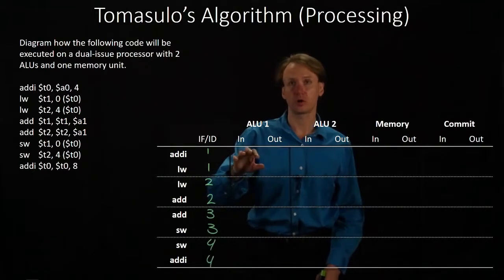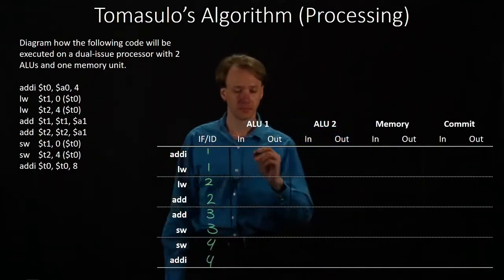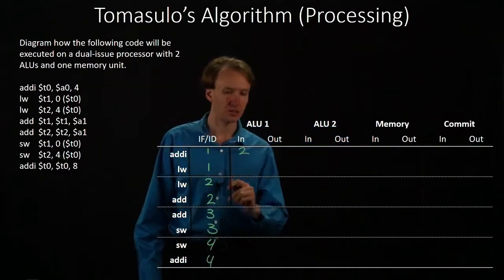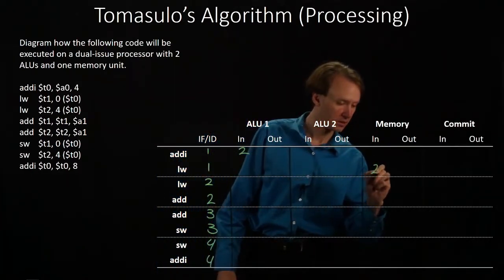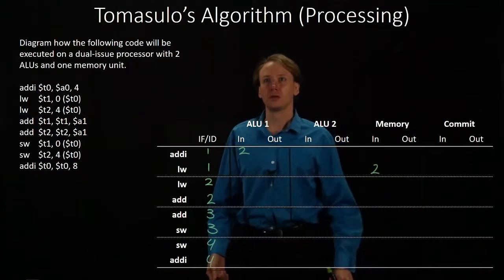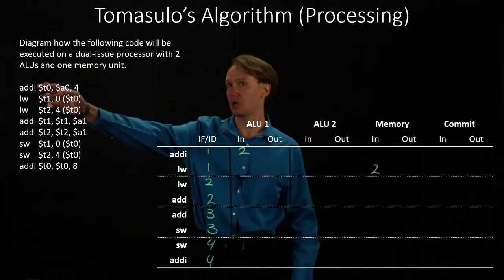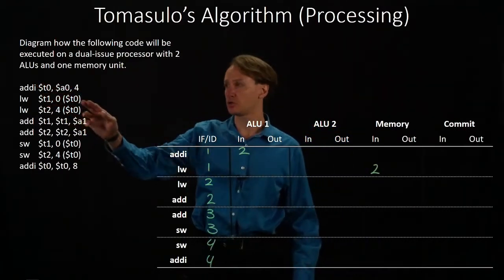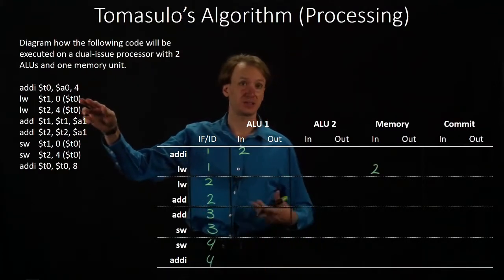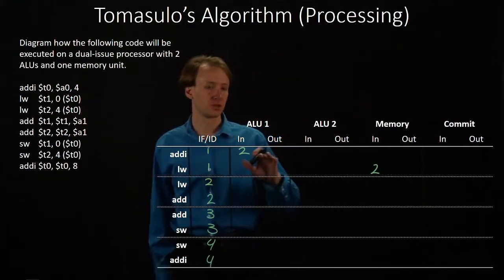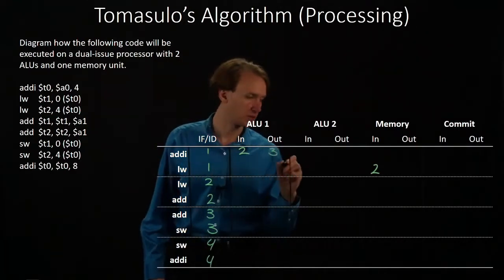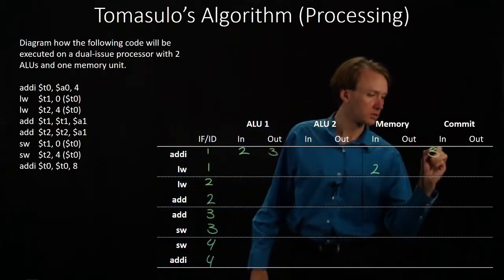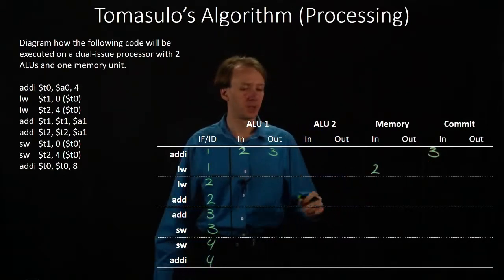The add immediate will go off to ALU1, and I'll send the load word off to the memory unit. So our add immediate instruction is going to update T0. Our load instruction would also like to use that as its base address. So our add immediate instruction will be able to complete immediately and go off to the commit unit.